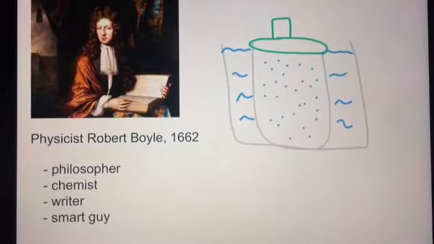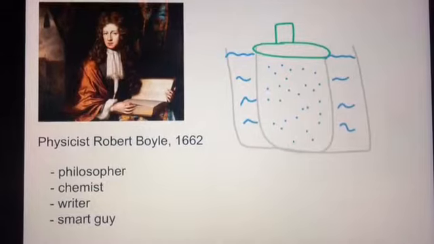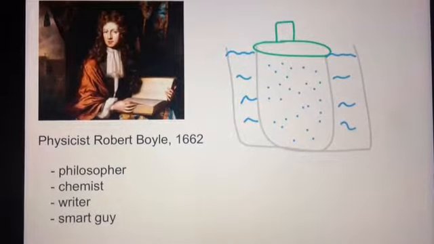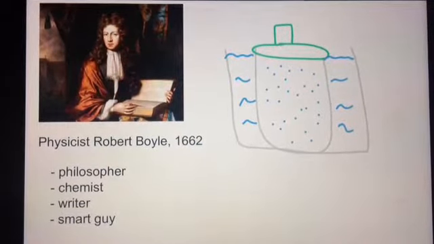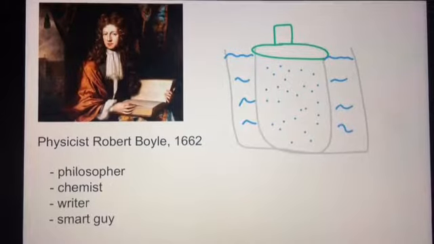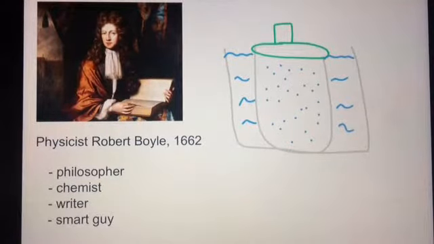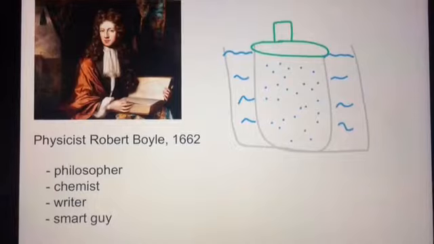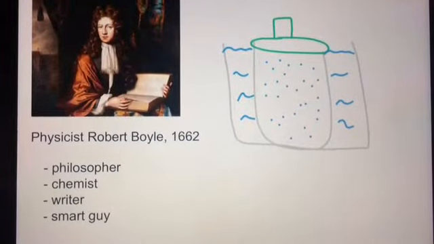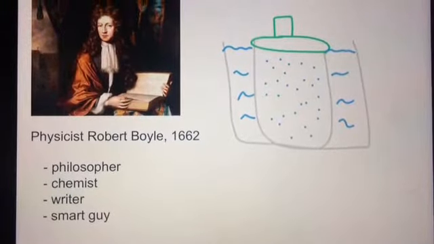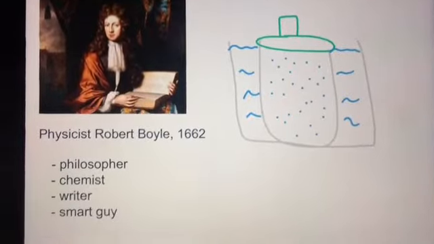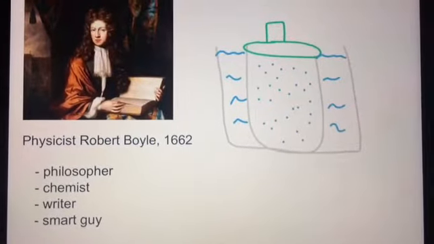Boyle's law is based off of physicist Robert Boyle, who discovered and published the law in 1662. Robert Boyle was a philosopher, a chemist, a physicist, and a writer. Overall, he was a pretty smart guy, paid attention in class. So this is an example of how, while it isn't exactly the experiment he used, it puts things in easier terms.